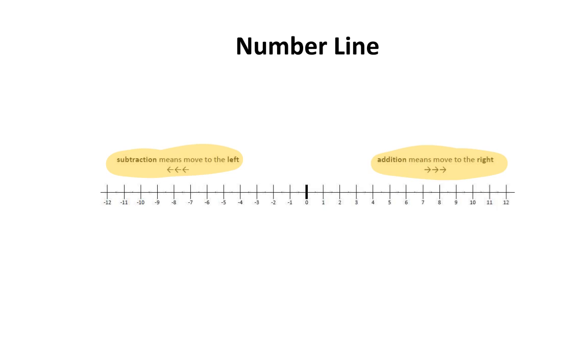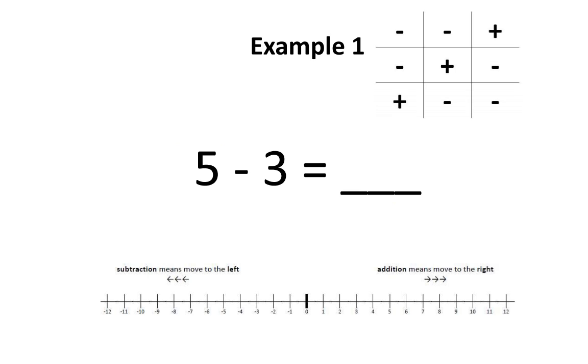In our first example, we want to find what 5 subtract 3 is equal to. I'm going to be using a number line, which means I'm going to start at 5 and I'm going to move 3 spaces to the left, which means I'm going to end up at 2. Therefore, 5 subtract 3 is equal to 2.